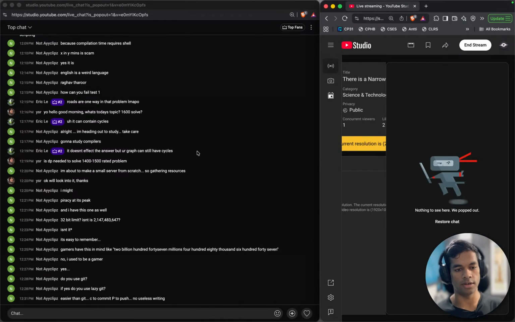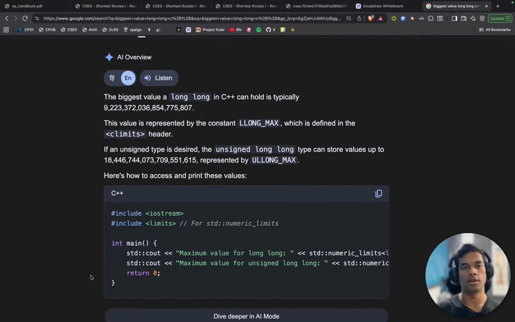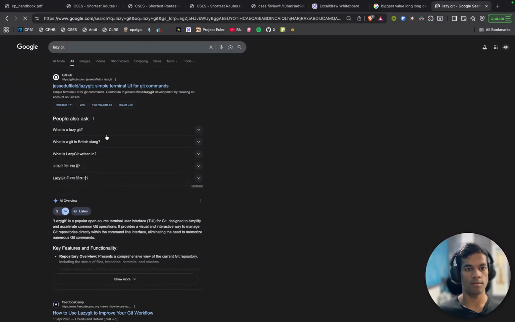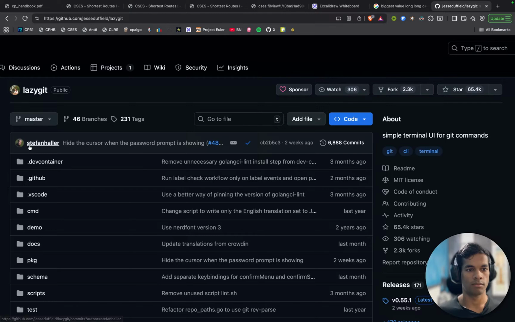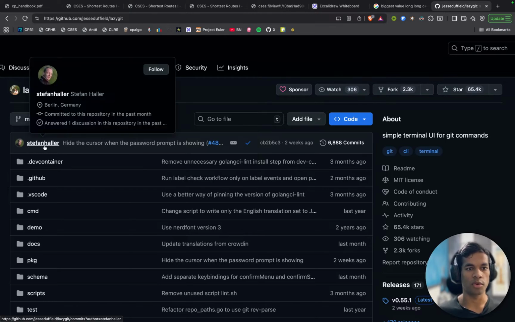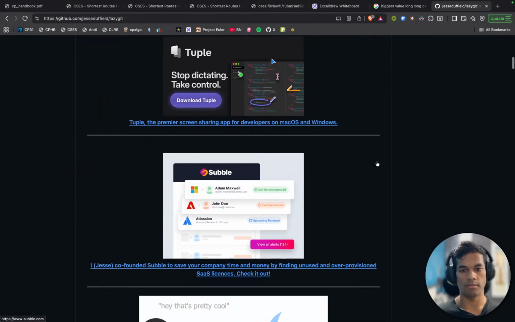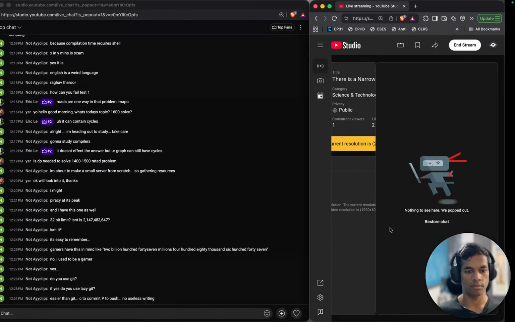Why didn't I see that this thing is directed? Easier than Git. C to commit, P to push. No useless writing. Okay, I will look that up. Lazy Git. Wait, is this the thing? It's just the two. Stefan Haller from Germany, Deutschland. I think, yeah, wait, this might be the thing. Is this the thing? This might be it.